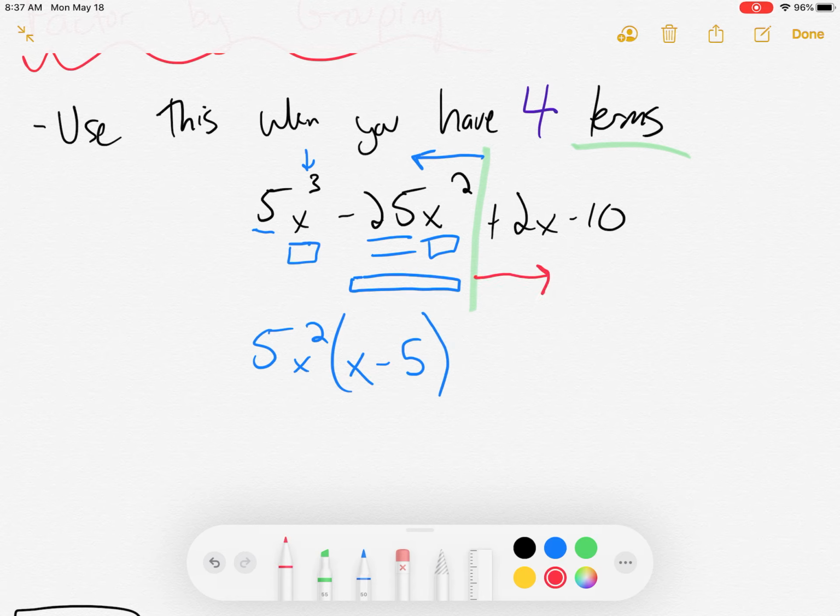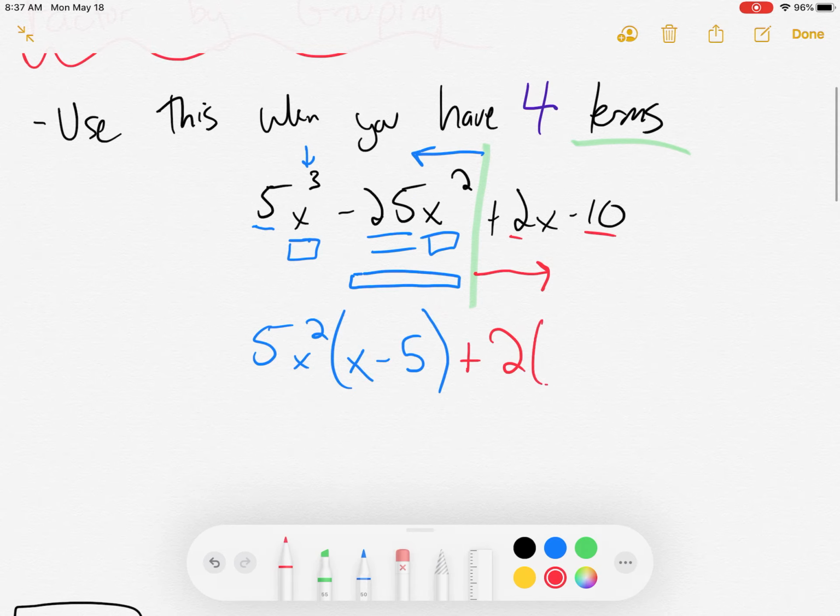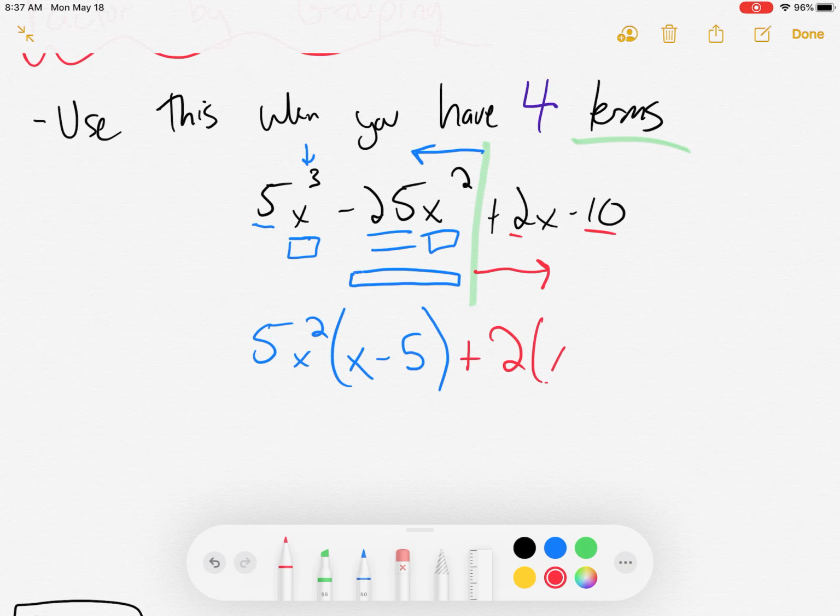Now I'm going to do the exact same thing to the right of my green line. So now 2x minus 10, this one's a little easier. Well, this is a 2, this is a 10. You can divide both those numbers by 2, and we divided it by a positive 2. What's left? 2x divided by 2 is x. Negative 10 divided by 2 is minus 5.